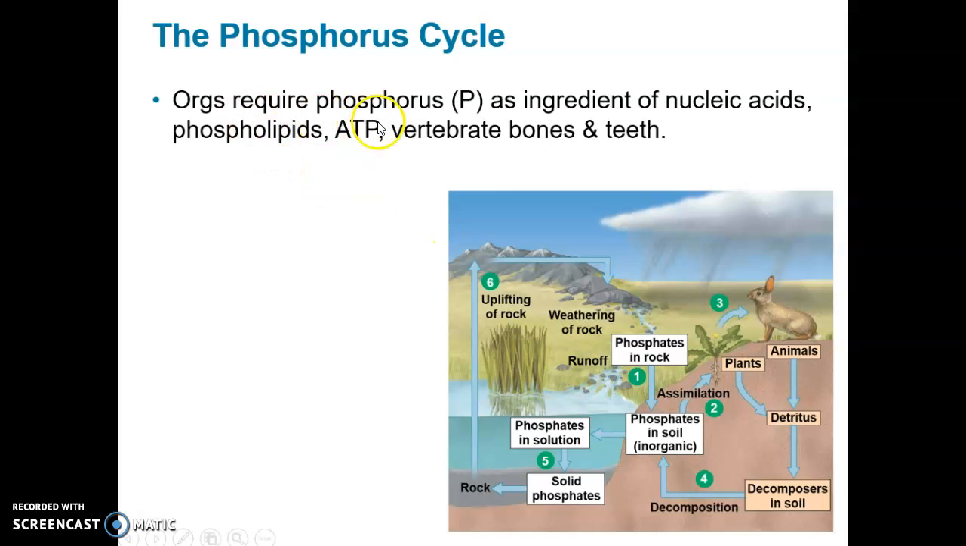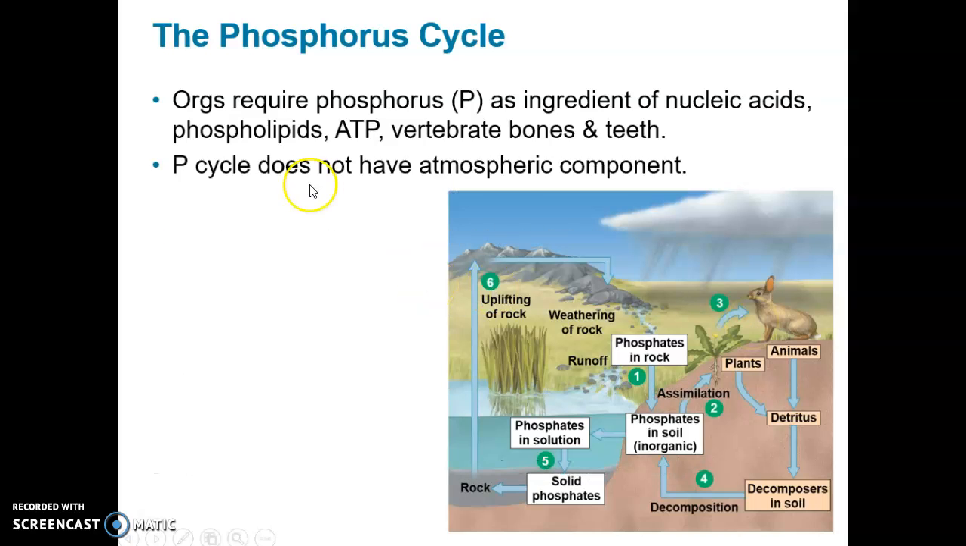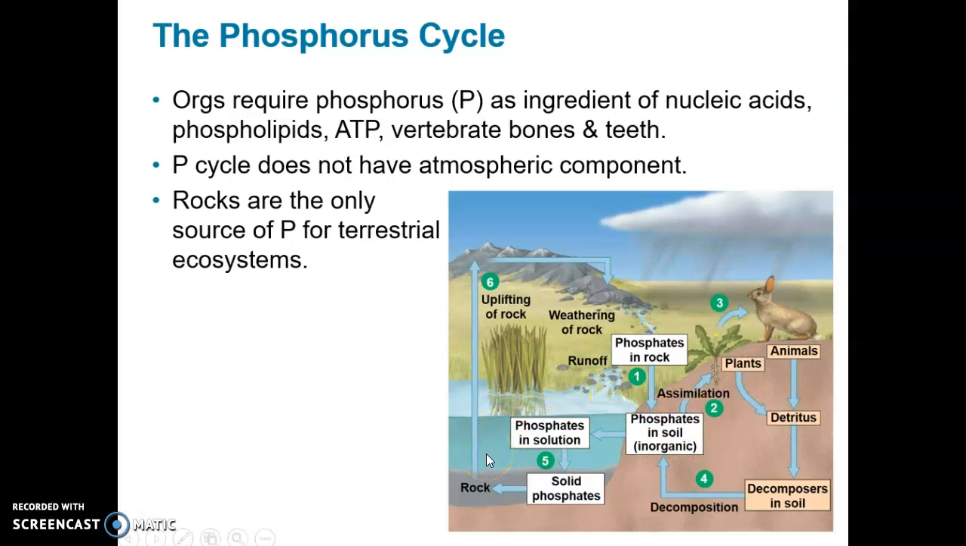So organisms require phosphorus, P, as an ingredient for the nucleic acids, phospholipids, ATP, there's the P for phosphate, and for production of bones and teeth in vertebrate organisms. So the phosphorus cycle does not have an atmospheric component. It's terrestrial and aquatic only. So the rocks are really the only source of phosphorus for terrestrial ecosystems, and it's made available via weathering and erosion.